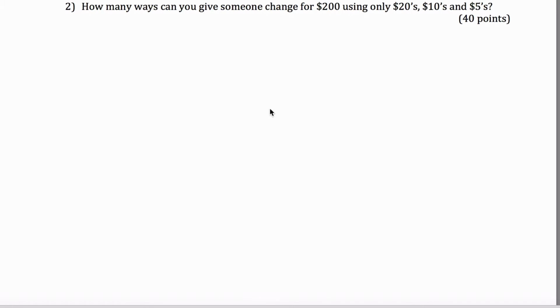How many ways can you give someone change for this problem? I made it 120 bucks just so your list wouldn't be quite as long. It's probably already too long. I probably should have made that 100 or maybe 80. But you guys solved 120, so that's what I'm going to solve. I think the easiest way to do this is a systematic list. So let's list these out. Here's my 20s, here's my 10s, and here's my 5s.